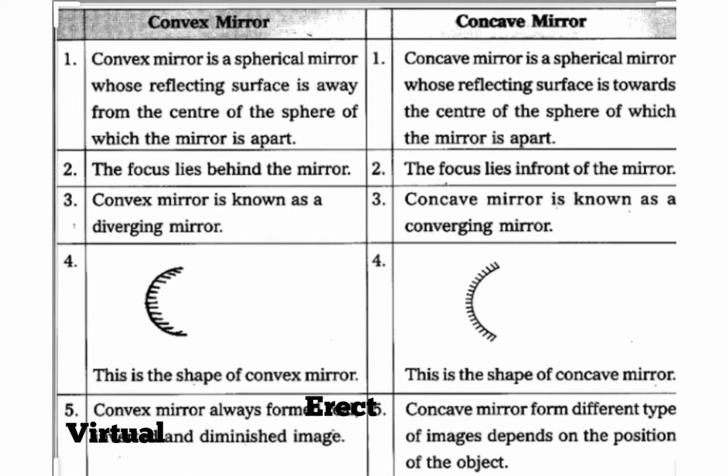In the fourth point, they have given the shape of convex and concave mirror. Here instead of that you can write the uses of concave and convex mirror also if you want, or you can make it another point and include this point. Fifth one, convex mirror always forms virtual, erect and diminished image. Concave mirror forms different types of image depending upon the position of the object, but there is an exception. It can't form a virtual and erect image which is magnified or same as the object.